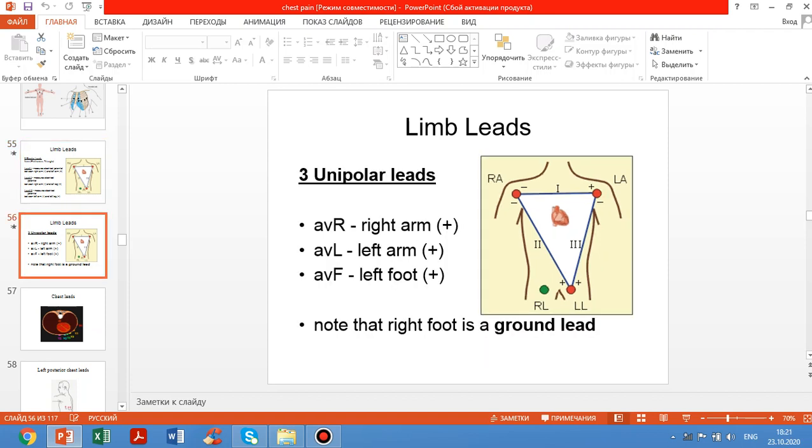Augmented limb leads. There are 3 unipolar leads: AVR right arm, AVL left arm, and AVF left foot. Note that the right foot is a ground lead.